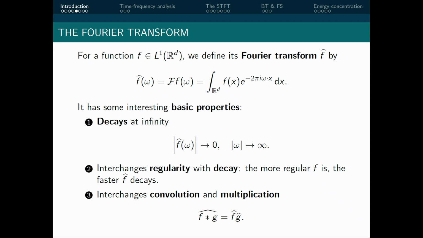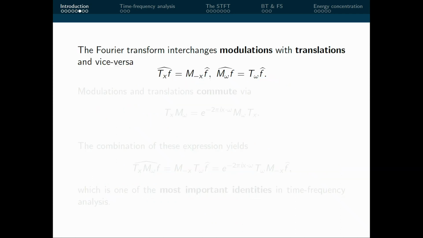It also has some nice analytical properties: it interchanges regularity with decay. So the more regular the function is, the more derivatives you can take, the faster the Fourier transform decays. And it interchanges convolution and multiplication. So the Fourier transform of the convolution is the multiplication of the Fourier transforms.